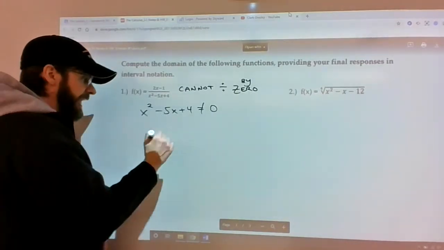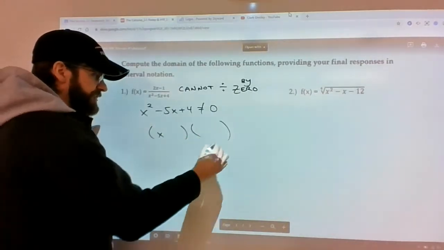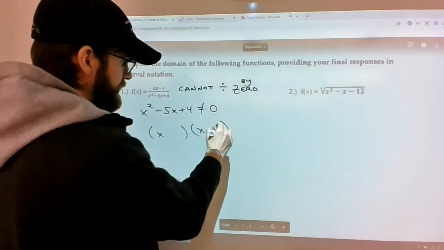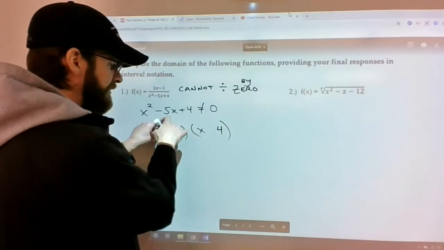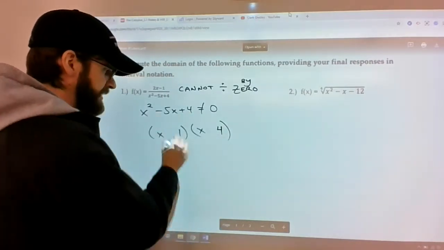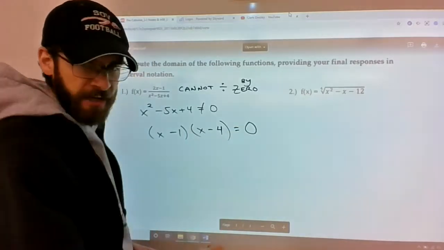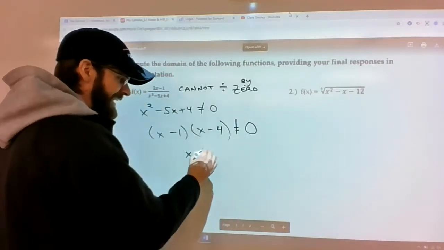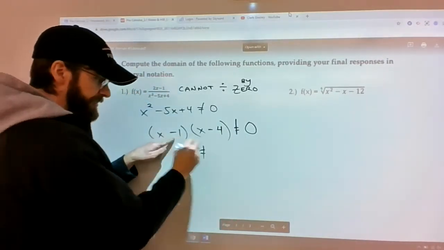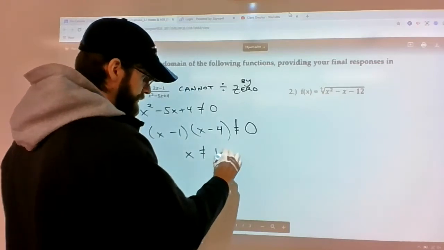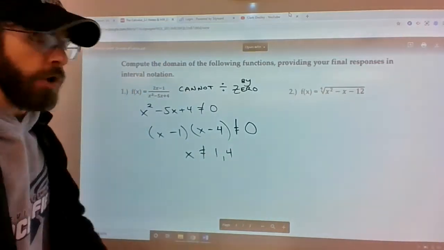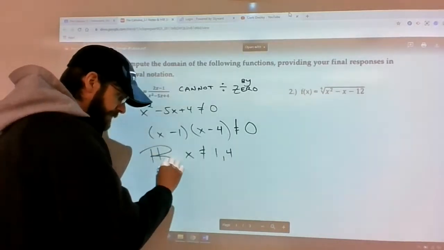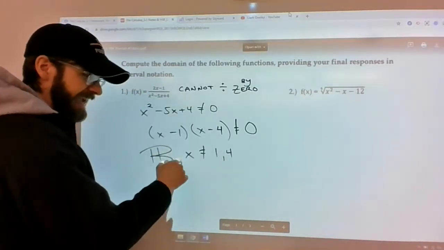So this is certainly factorable. x times x is x squared. 4 times 1 adds up to 5 and multiplies to 4, and since the middle is negative, they're both going to be negative. Quick factoring trick. And then x cannot be equal to 1 or 4. So all reals, and this is the symbol for all real numbers, except x can't be those two.